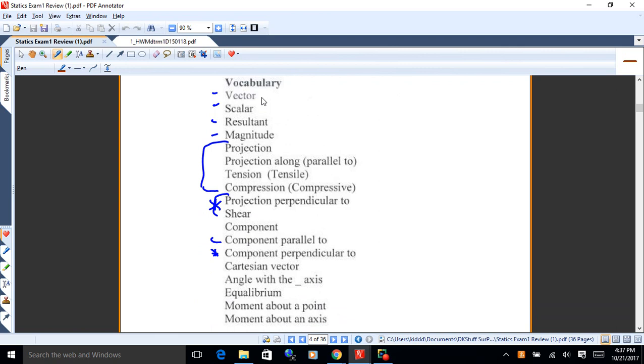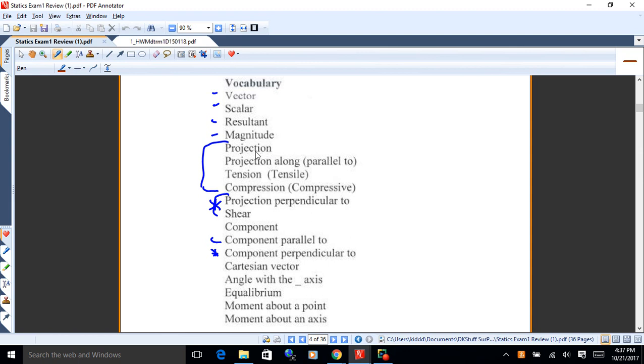Okay, we also had this vocabulary. So you should know these words and be able to understand them if they're in problems. Vector versus a scalar. A vector has direction. A scalar is just a quantity, a magnitude, basically. A resultant is the sum of two vectors. Projection, projection along or parallel to, tension and compression are all different versions of the same thing. They're found in 3D using a dot product.